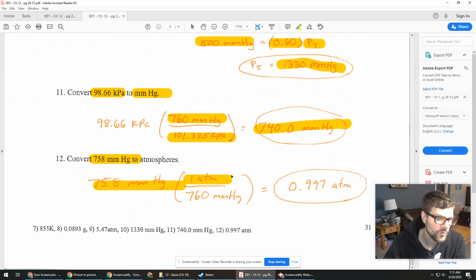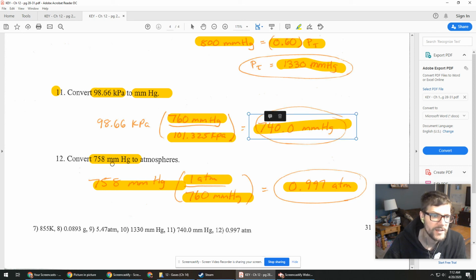That's the one that has the number 1 with it. So we're just going to do 758 divided by 760 and get the same number of sig digs we started with. And that's what we do when we do these conversions. So in this first one, number 11, we had 4 sig digs, so I gave you 4. In this one, we started with 3, so I gave you 3.